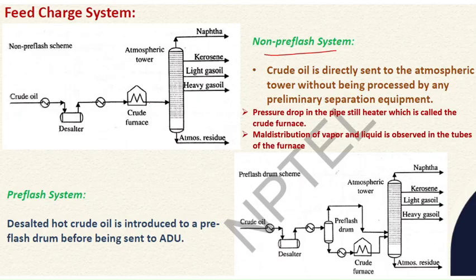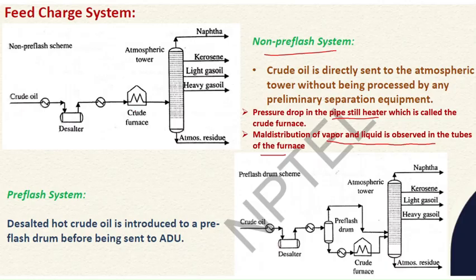So no processing of this crude oil is done here, except a single step heating of the crude in this crude furnace. In this system, there is a problem of huge pressure drop in the pipe still heater. The pipe still heater is basically the crude furnace. When we heat this crude oil in the crude furnace, formation of a huge amount of vapor takes place, due to which pressure drop occurs, and then maldistribution of vapor and liquid is observed in the tubes of the furnace.